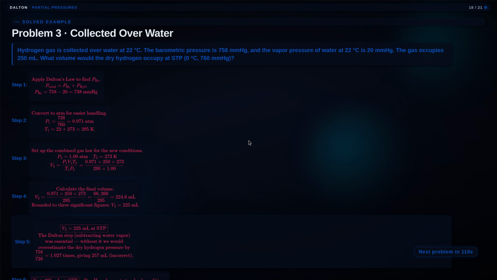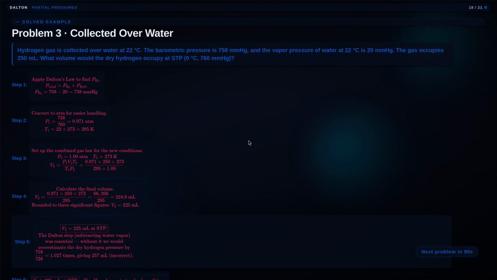We will solve this in 4 steps. Step 1. Apply Dalton's law to find the partial pressure of hydrogen. P total equals P hydrogen plus P water vapor. Solving for P hydrogen gives 758 minus 20, which equals 738 millimeters of mercury.